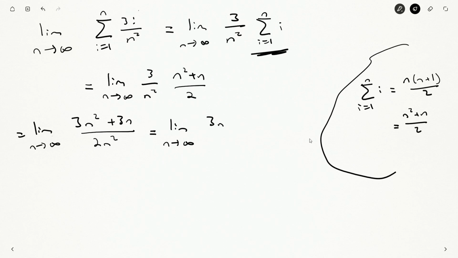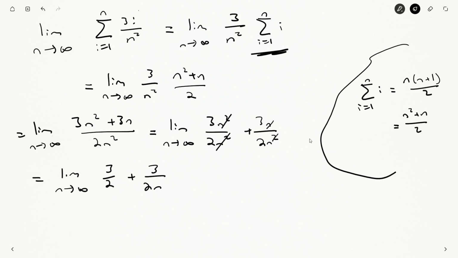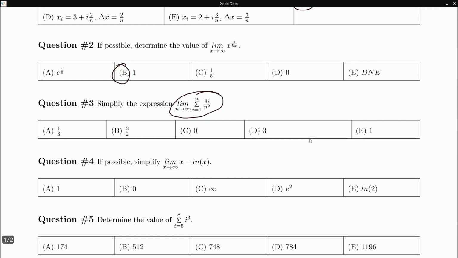All right, so let's simplify things. 3n squared over 2n squared plus 3n over 2n squared. We can simplify things. The n squareds will cancel out, and we'll be left with 3 over 2. And then we'll be left with 3 over 2n, because one of these n's will cancel out with one of the two n's on the bottom. And as n goes to infinity, this part goes to 0, and so we are left with 3 halves, or 3 over 2, or 1.5 as our final answer. And that is going to be B.